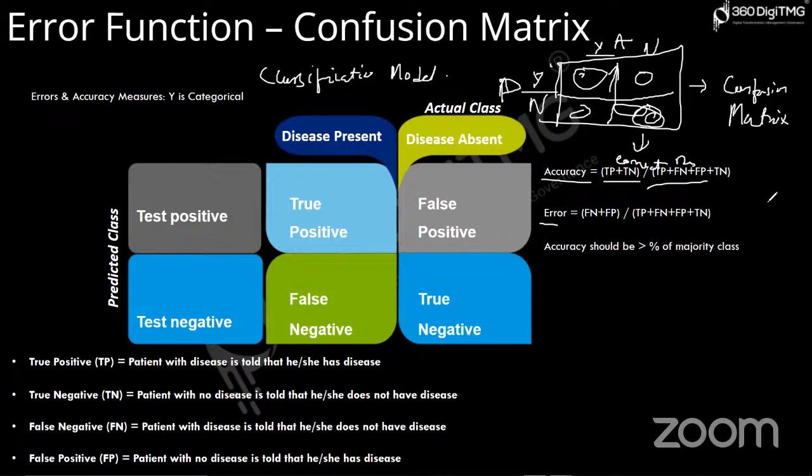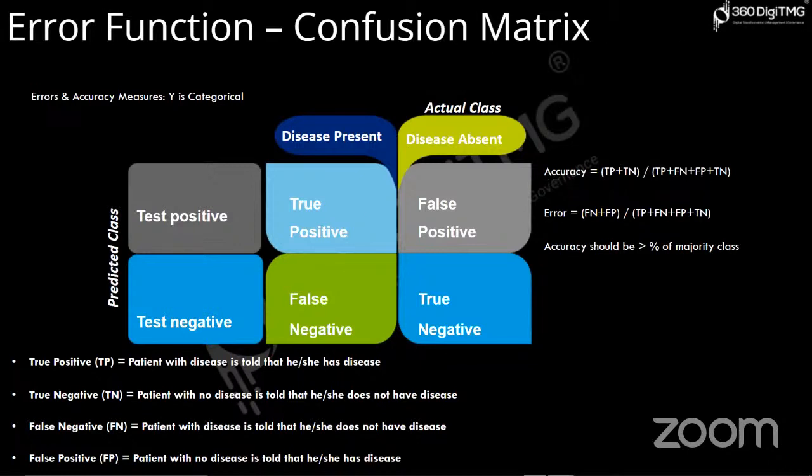And accuracy should be greater than the percentage of the majority class. So when we have categorical data, we can work with this confusion matrix. We'll create this 2 into 2 matrix, based on the criteria we'll try to fill it up, and based on that we'll get the result or evaluate the model.